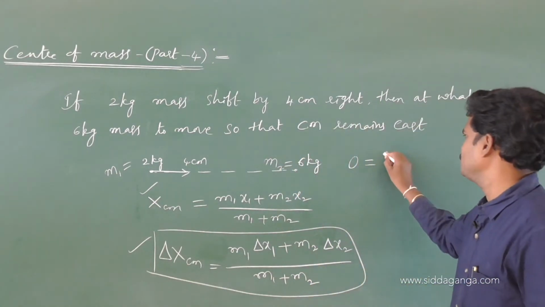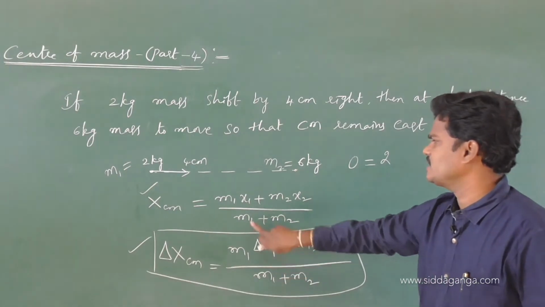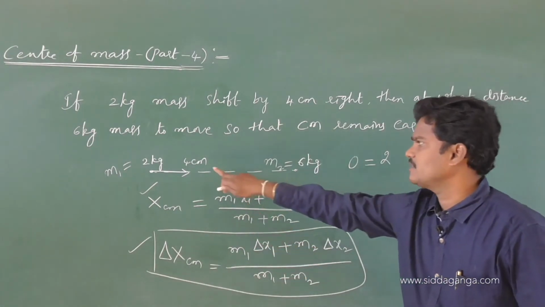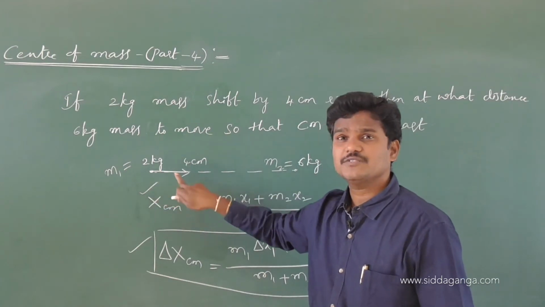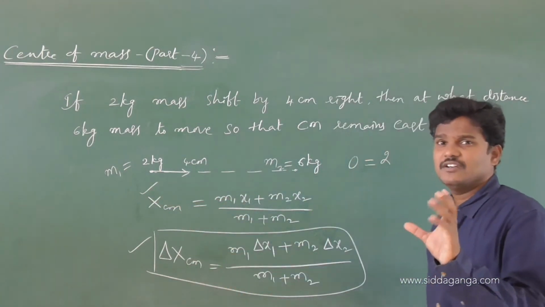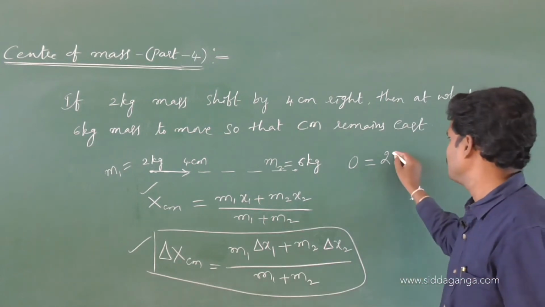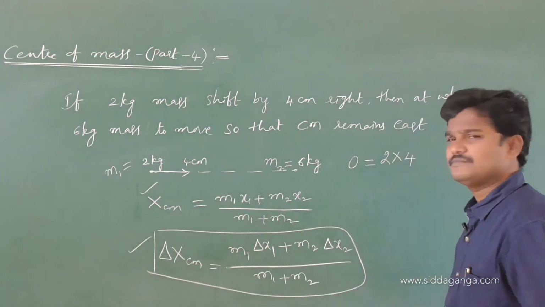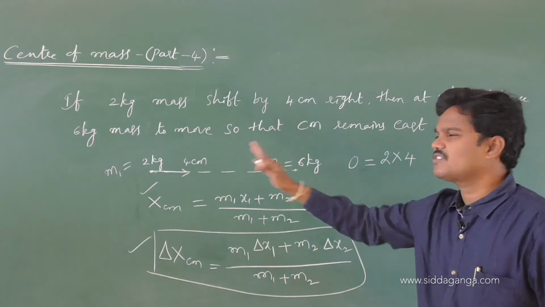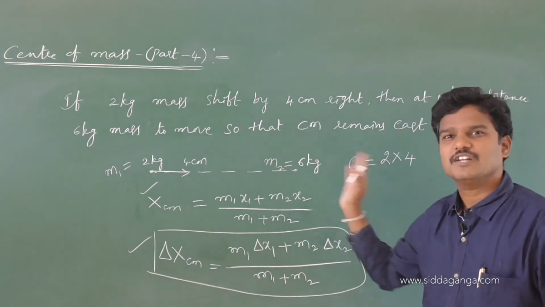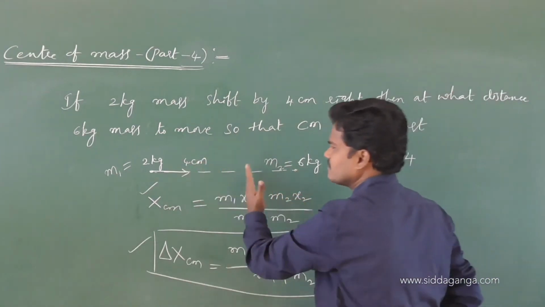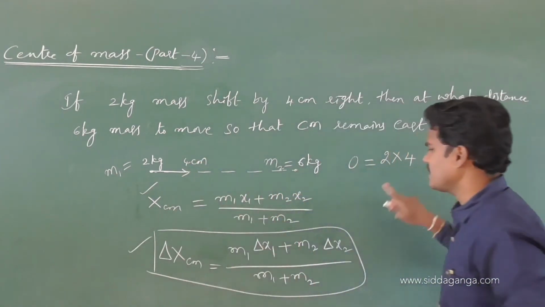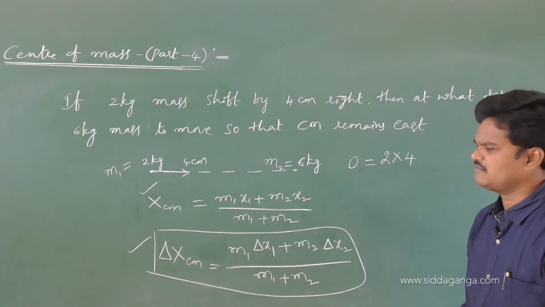Okay, m1 is 2 and delta x1. So the change in position of m1 is what? Starting is 0, ending is 4. So the change in position is 4 minus 0, nothing but 4 centimeter. If it moves right, you can take positive. If it moves left, you can take negative. That is the simple way. So anyhow, this is moving right. So delta x1 is 4.